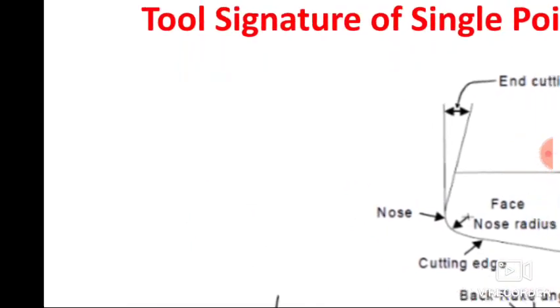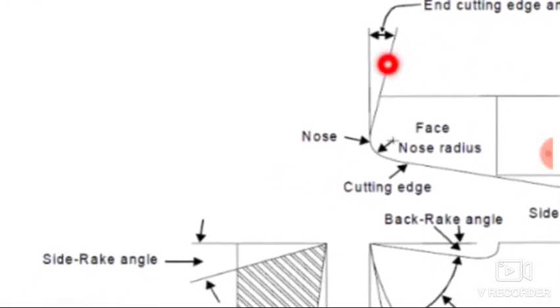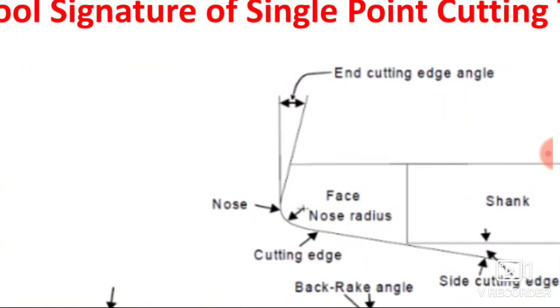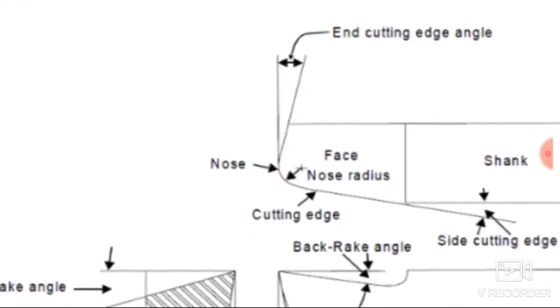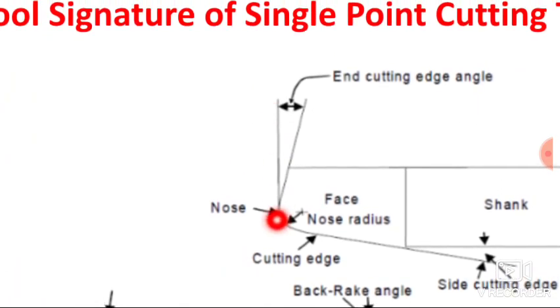Now the next angle is the end cutting edge angle. Here you can see the end cutting edge angle. The angle made by the end cutting edge and the line perpendicular to the shank of the cutting tool is known as the end cutting edge angle.